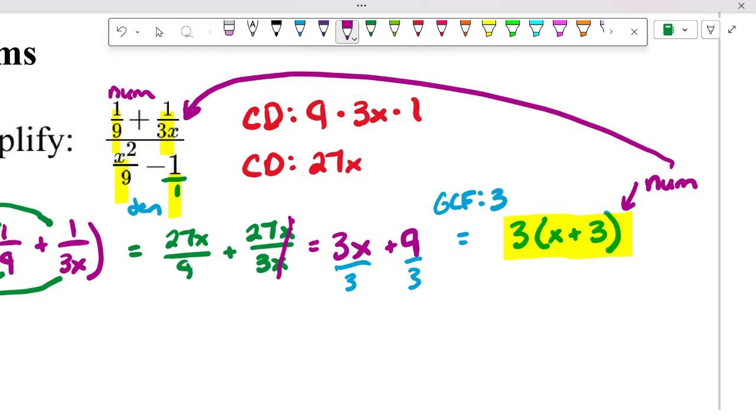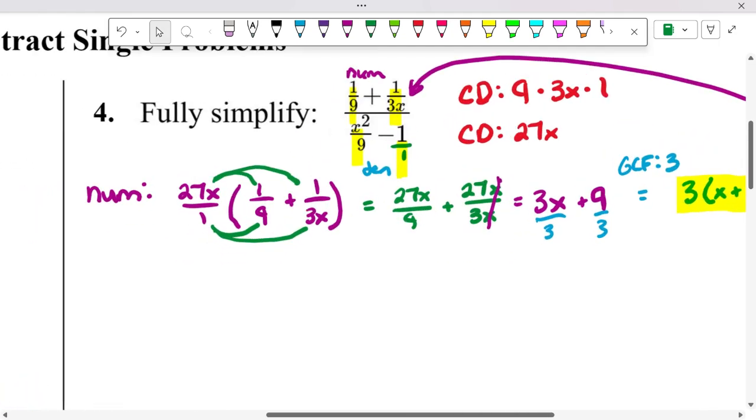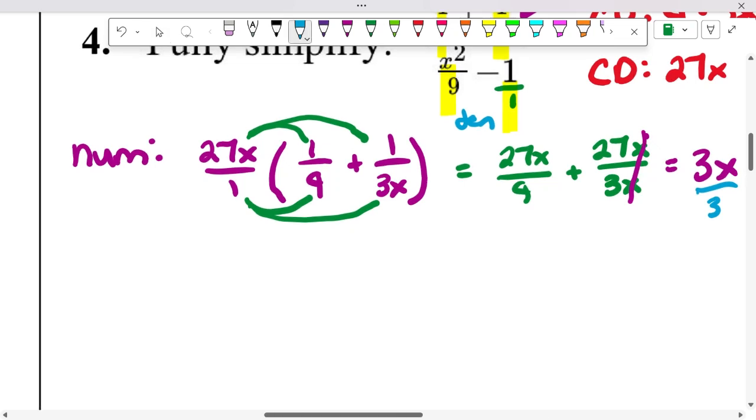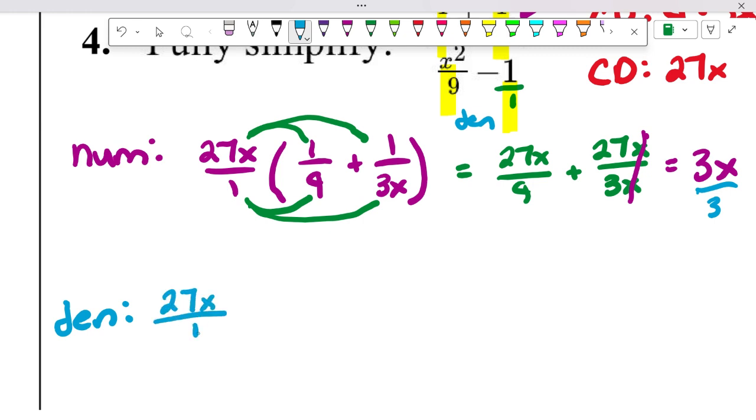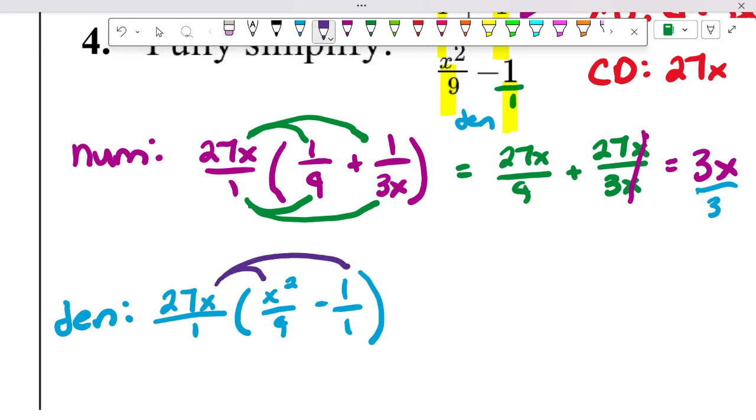Any questions on what I did with the numerator? All right, now we're going to look at the denominator. So we're going to do the exact same thing that we just did with the numerator, but with the denominator. So everything we're going to do here is with your denominator. So I got 27x over 1. I'm still multiplying that least common denominator, or the common denominator, to x squared over 9 minus 1 over 1. So remember, you're just distributing numerator to numerator, denominator to denominator.